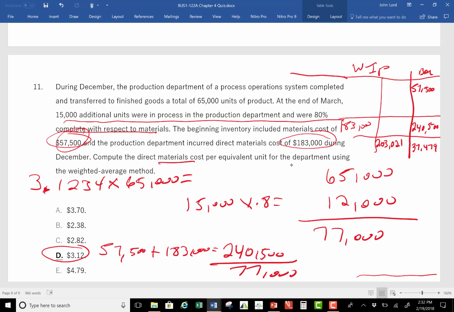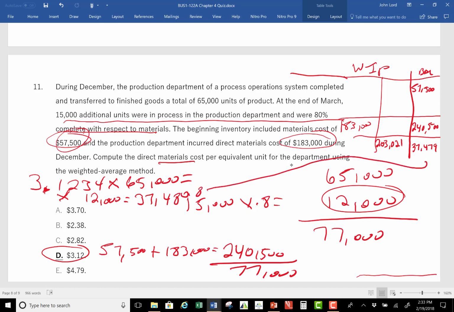Okay, good. And just to verify that, I take this number, 3.1234 times the 12,000 equivalent units in ending inventory, and I should get a number hopefully pretty close to 37,479. 37,480.8. Okay, we always got some rounding error in there somewhere.